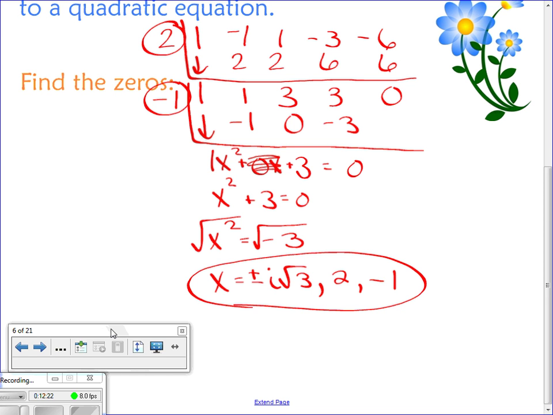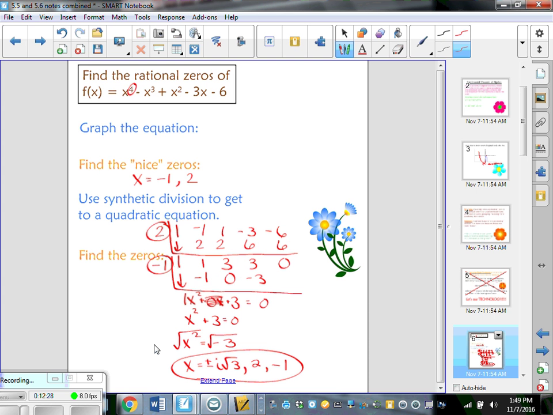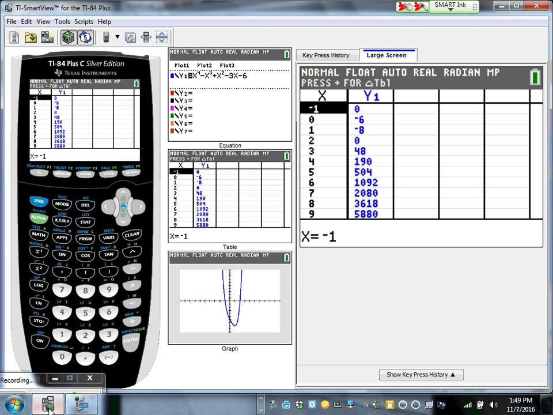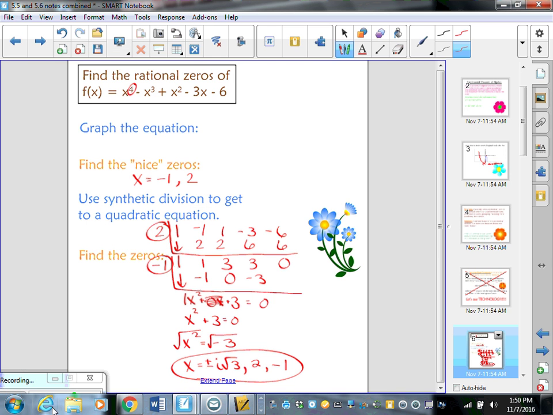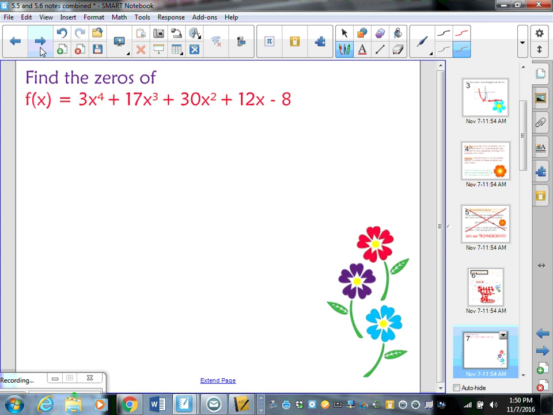Not a real direct route of checking, but I can look at the graph. Since my graph, hold on, I'm switching between too many things here. Since my graph, if I look back at this, I know it only crossed twice. So I knew right away that my other 2 answers had to be imaginary. So I can kind of check that part, but it's hard to check the i radical 3 because it's not actually on my graph anymore. Okay, so let's go ahead and take a look at the next one.